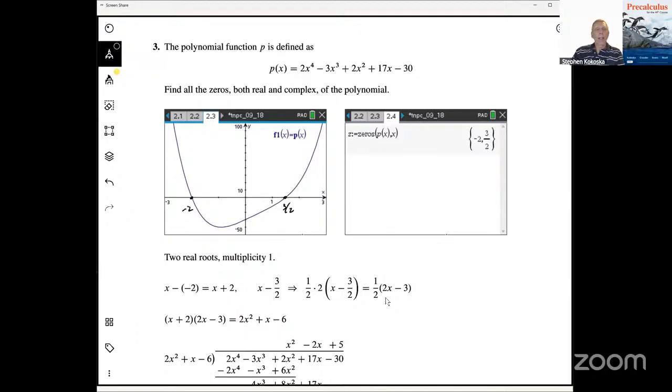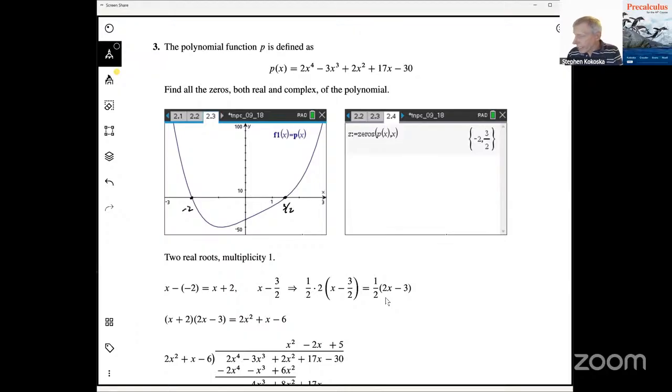Okay. So here's what I did, and there are probably other ways to attack this, but I've still got to work on finding the other roots, which are complex. If -2 is a root, I know that x plus 2 is a factor. If 3/2 is a root, I know that x minus 3/2 is also a factor, but I'm going to multiply that by 1 in a convenient form, 1/2 times 2. And I'm going to use 2x minus 3. I know that that's a factor of this polynomial.